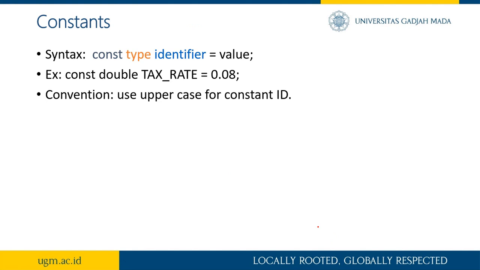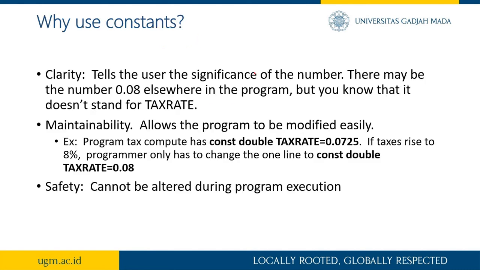Next, the constant. It is also important that you know how to use the constant. A constant is like a variable, but it's more constant. Why? Because it can't be altered during the program execution. So it will help you avoid the mistake of accidentally changing the constant. If you want to change something, then don't make it constant, just make it a variable.